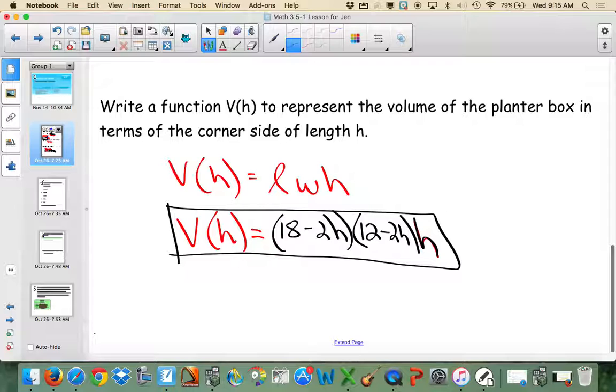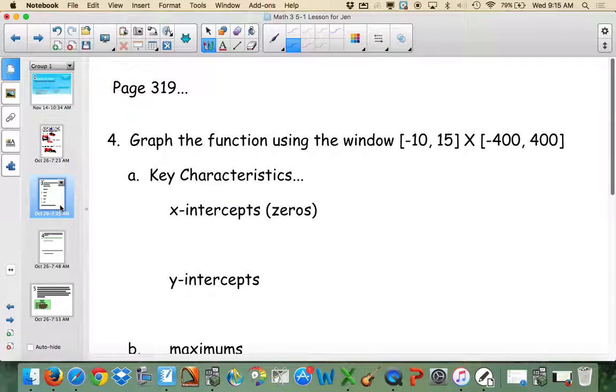All right, now we can do some stuff with this. And this is where the calculator comes in. And this is on page 319. I didn't copy down all of these problems because I didn't think that they were all pertinent. But I did write down some of the ones that I thought were important. So the first thing we're going to do is graph this function.